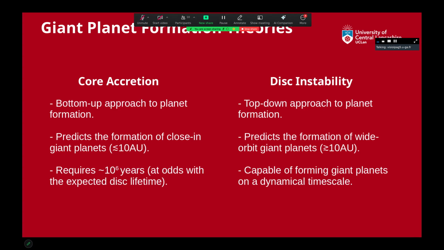If the disk can also cool sufficiently fast, on a dynamical timescale on the order of a few orbital periods, then the disk will fragment, forming dense clumps of gas, which will collapse on a relatively short timescale, forming a giant planet. Disk instability is really good at explaining the formation of wide orbit giant planets, although it does predict the formation of more giant planets than we currently observe, which is one of the issues currently. And as I mentioned, this is much faster, so it's within our expected disk lifetime as opposed to core accretion.